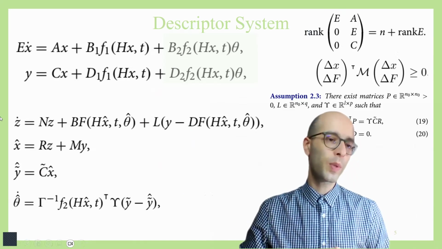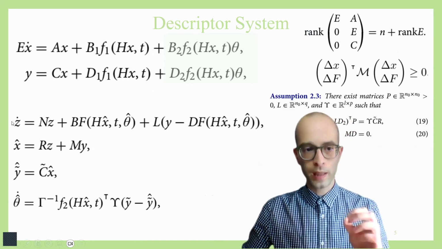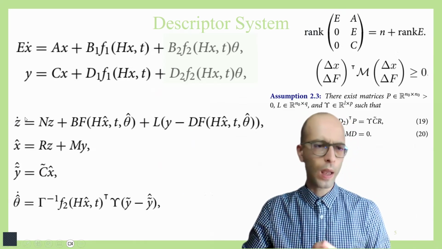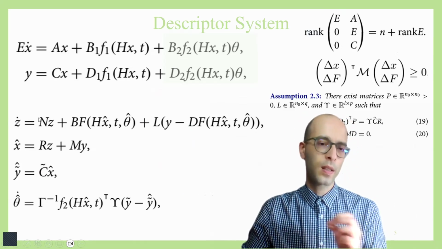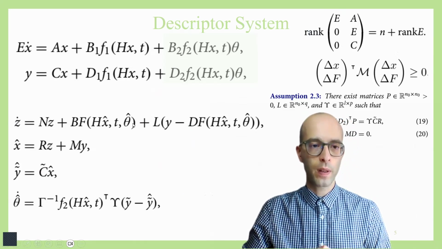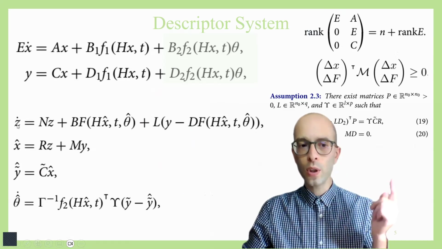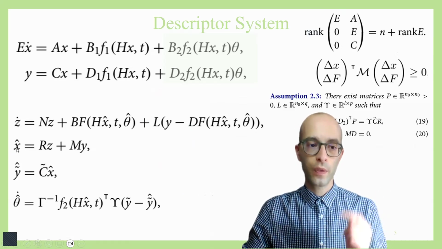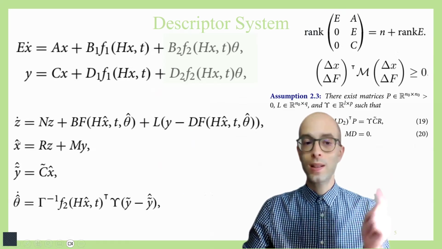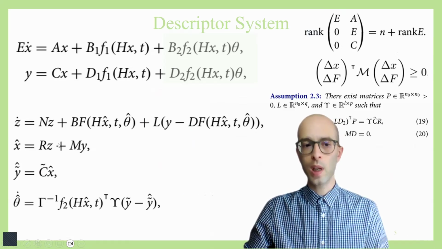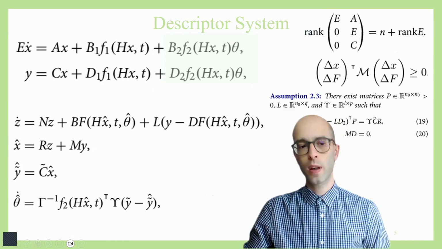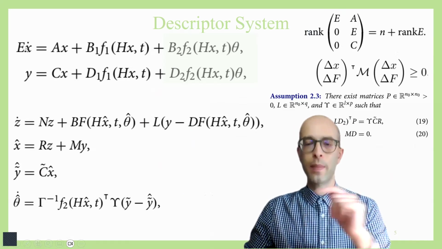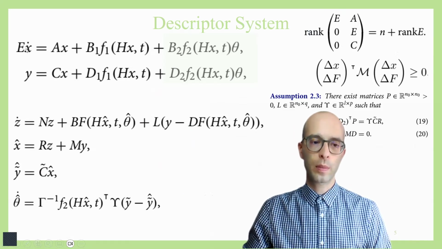Also, the state of the observer is z. That's why you see z dot here, the derivative, which means that this is the state of the observer. But the actual estimation is not from the state of the observer, it's from he hat right here, which is a linear combination of the state of the observer and the output of the system. So he hat is what estimates the state he of the system.